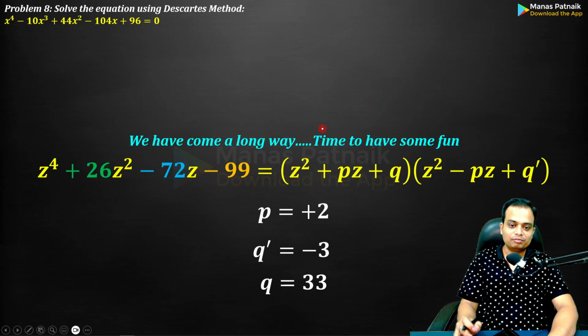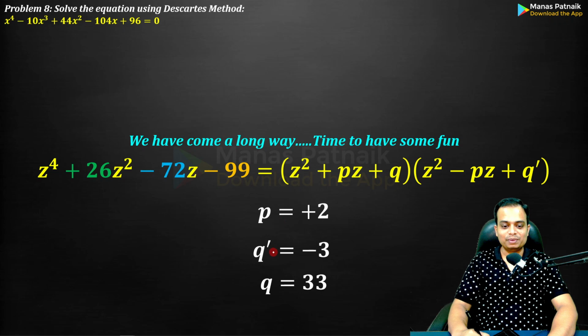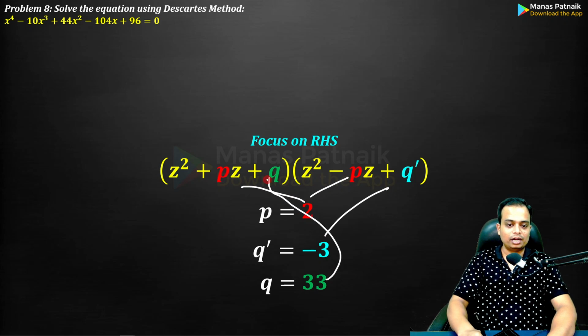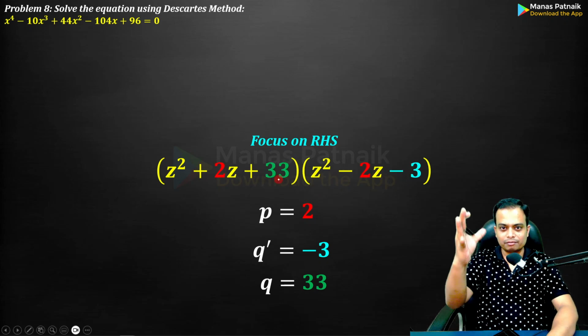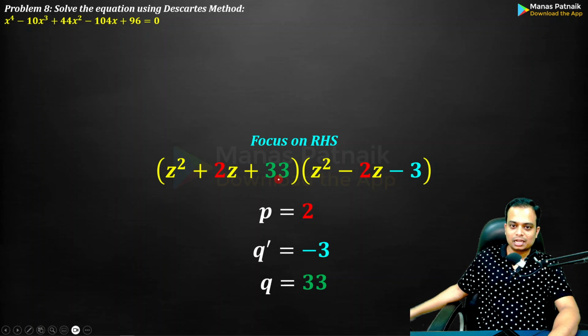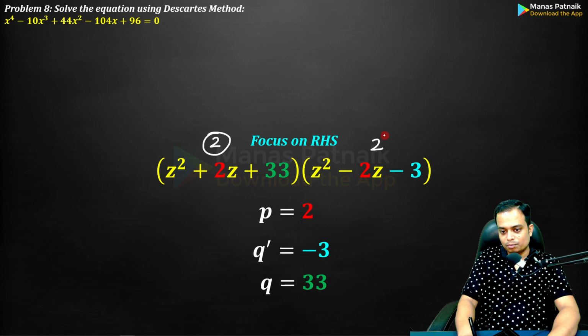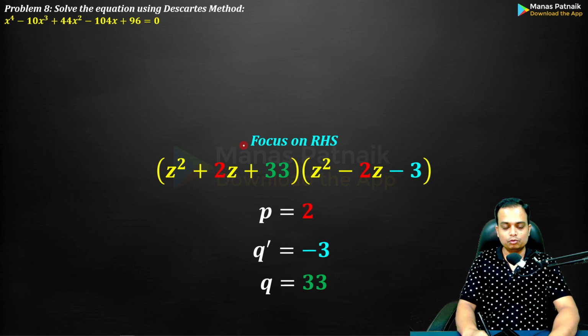Let us now have some fun and plug in the values of P, Q dash and Q. Please match the color coding. Wonderful. Okay, here we go. Let me separate these two. There are going to be 2 roots for Z from both of these quadratics. 2 from here, 2 from here.